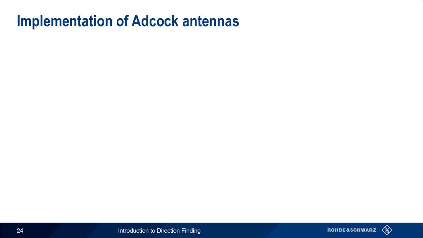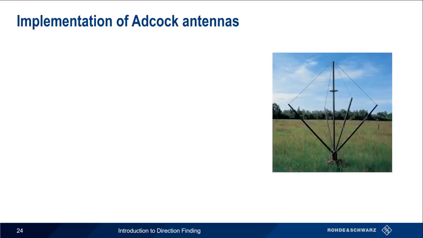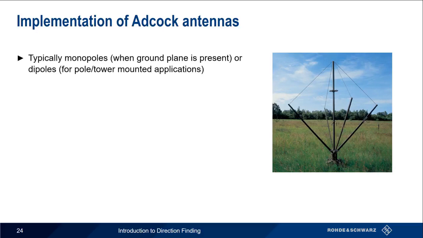There are quite a few ways to physically implement Adcock antennas. Most typically, the individual antenna elements are implemented as monopoles when we have a ground plane to work with, or as dipoles when we have a pole-based or tower-mounted application. You can obtain the same type of pattern and behavior using a pair of crossed loops.